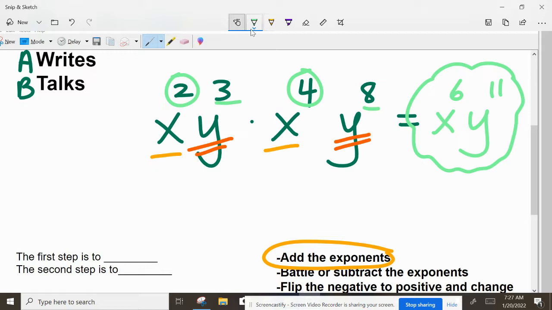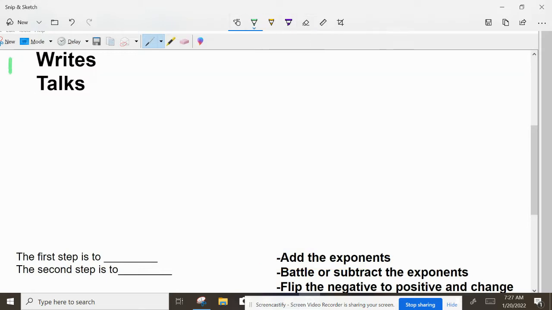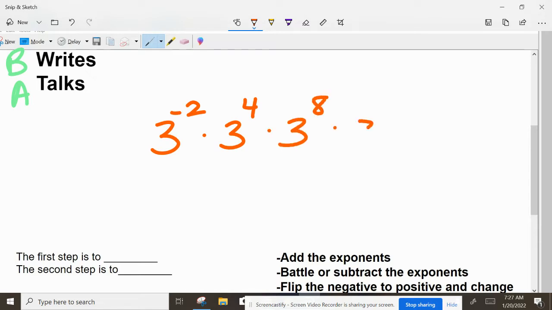Let's keep it going. Now we're going to kick it up another little notch here. All right, B writes, A talks. What if I gave you something like this? B, write this down. A, you're going to talk it out. All right. A, what do you do first? The first step is to, and then talk it out.